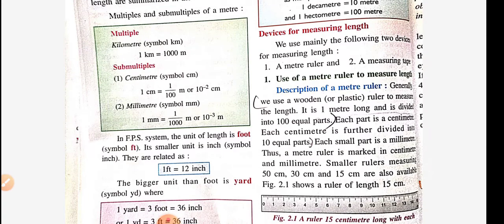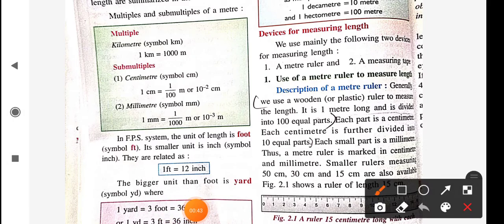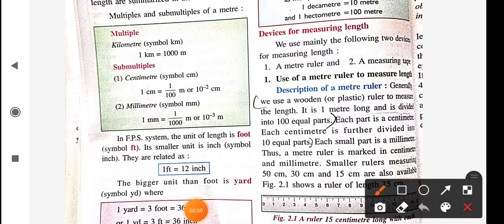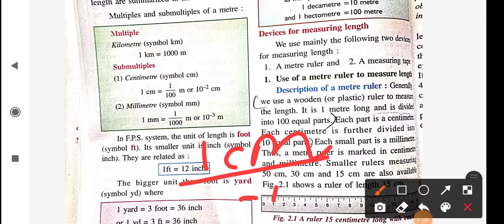First, the use of a meter ruler to measure length. We use a wooden ruler to measure the length. It is 1 meter long and it is divided into 100 equal parts. See, it's a meter ruler, and from here till here, it's 1 centimeter.